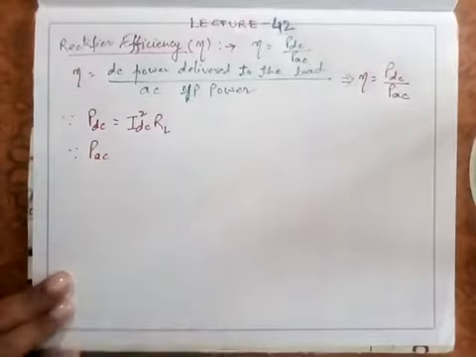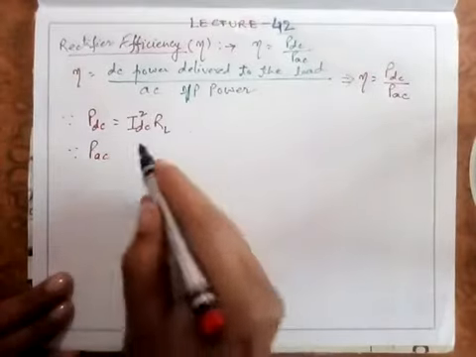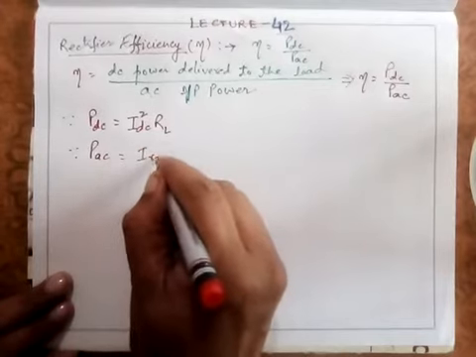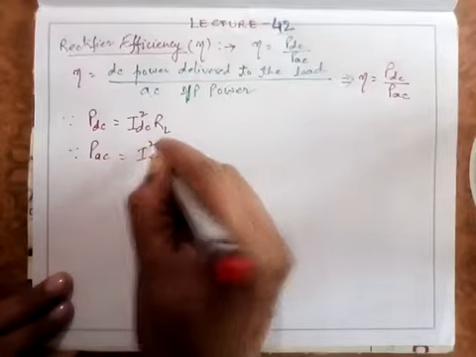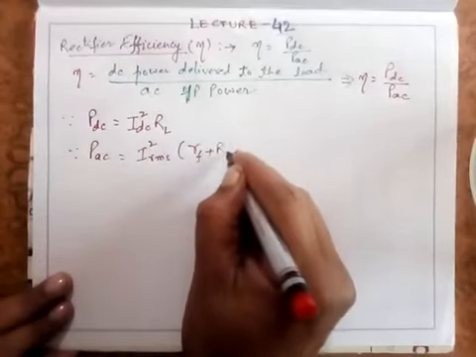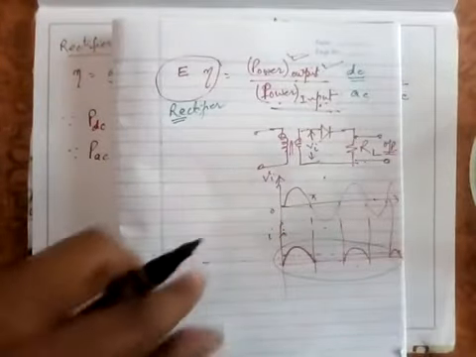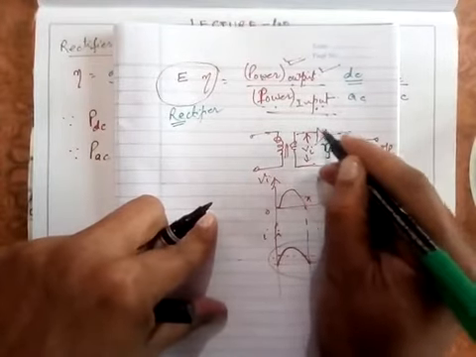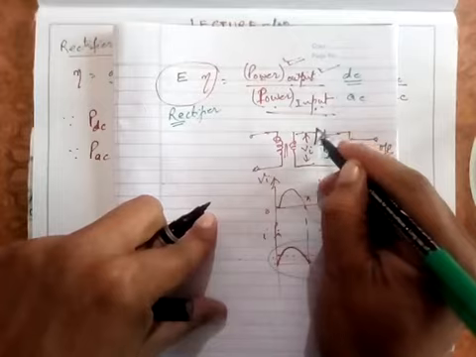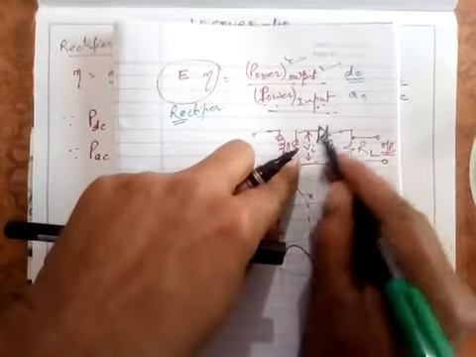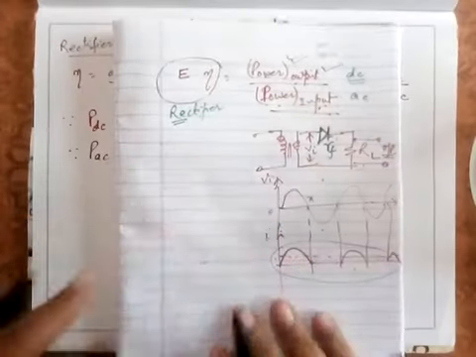What is the value of PAC? Whenever AC is there, I'll have to use the RMS value. So I can say it is equal to I RMS square into RF plus RL. Remember, what is RF? RF is the forward resistance offered by this diode. I defined this assuming that this diode is having some forward resistance RF. So when it is AC, the complete RF plus RL will be there.